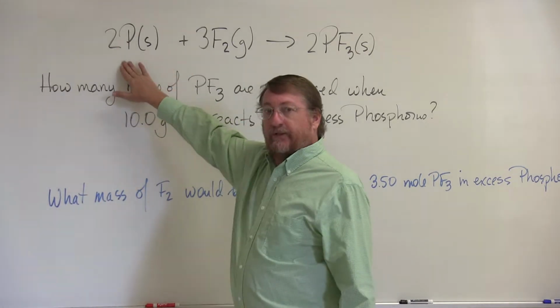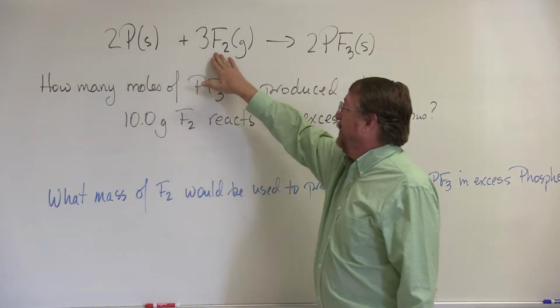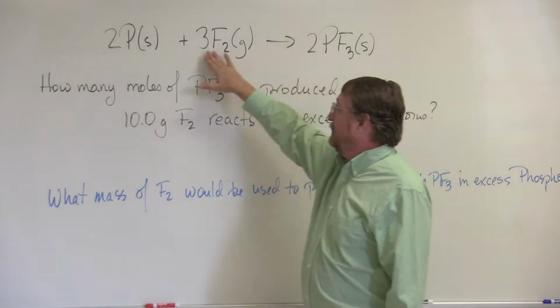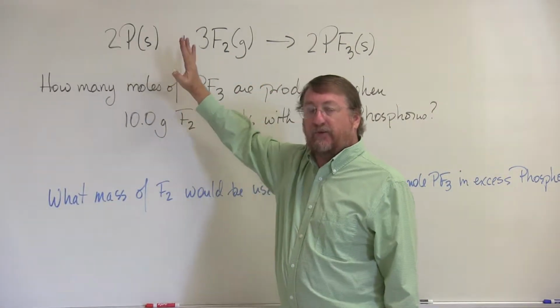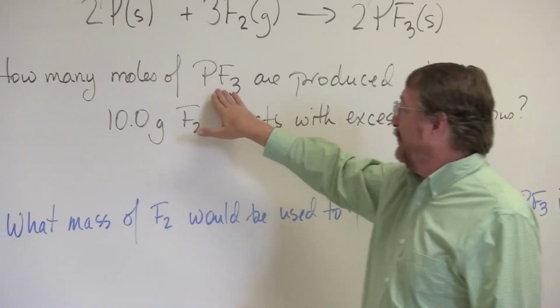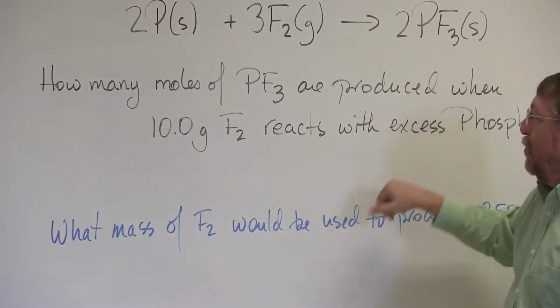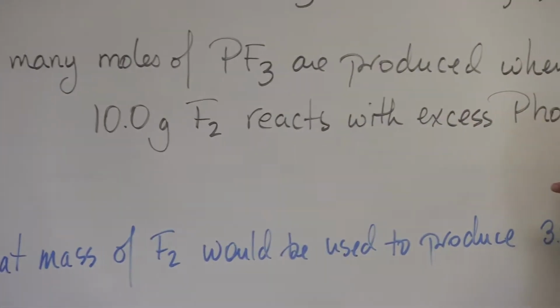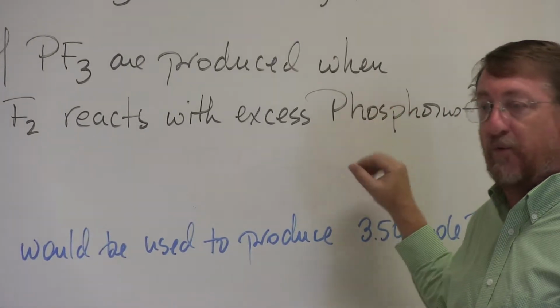We've got our reaction. This is phosphorus reacted with fluorine, producing PF3, phosphorus trifluoride. We have it balanced. Got to be balanced. You cannot do stoichiometry without a balanced reaction. Okay? We want to know how many moles of PF3 are produced when 10 grams of fluorine reacts with excess phosphorus. So there's plenty of phosphorus, so don't have to worry about it.